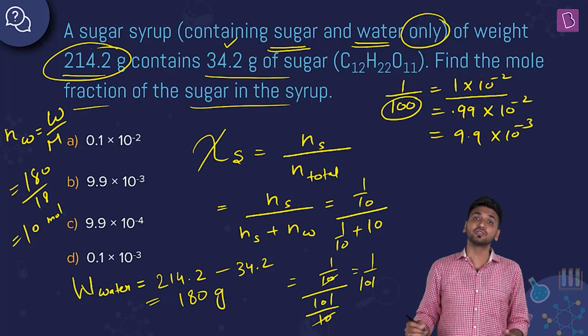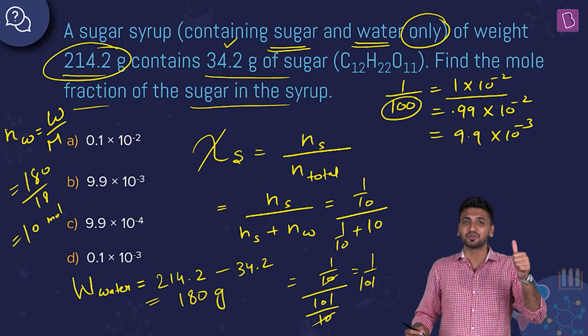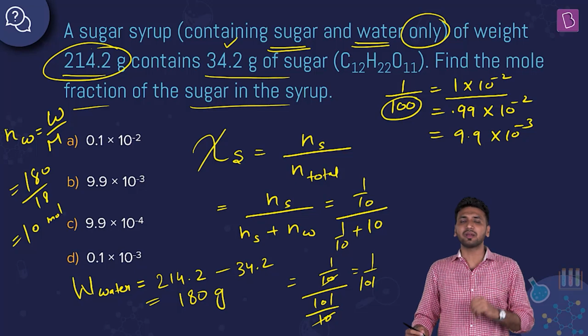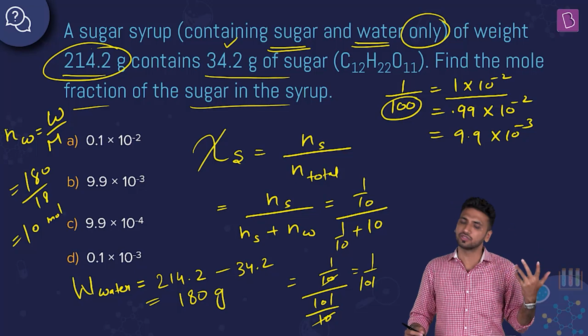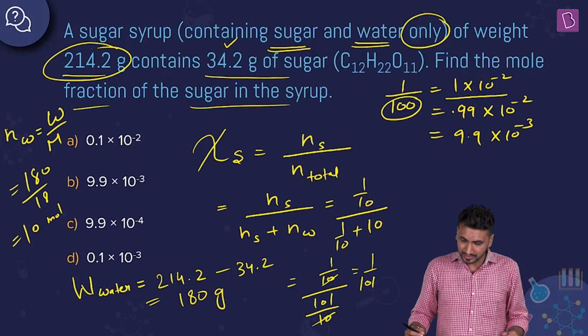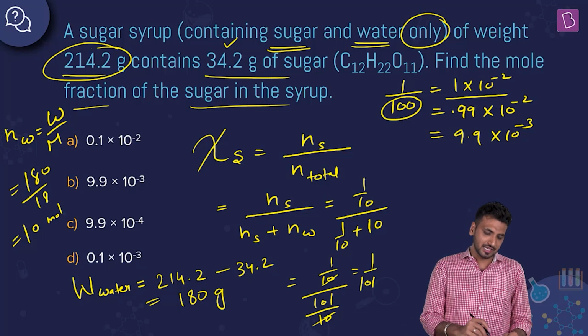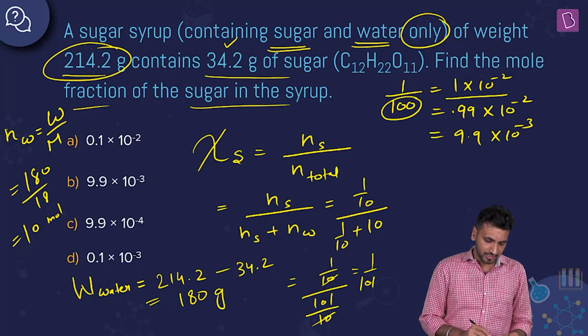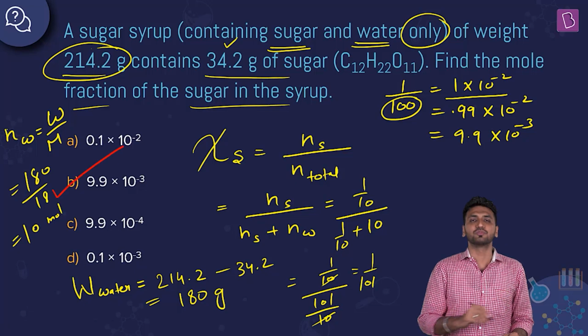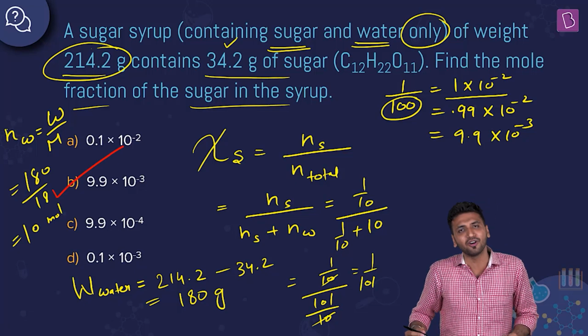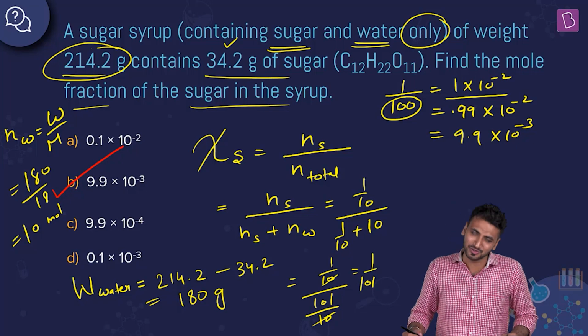And what will be the unit for mole fraction? No unit at all. Why? Because this is a ratio of moles, so there will be no unit for it. And the final answer is 9.9 into 10 raised to power minus 3. Option number B, for Bombay or Bangalore or BYJU'S as well.